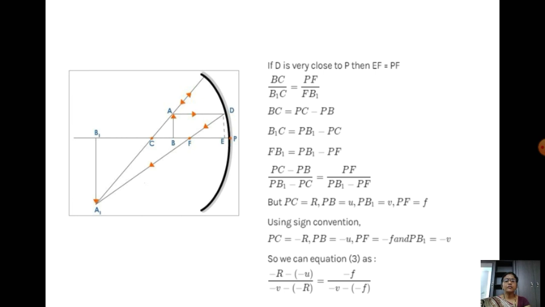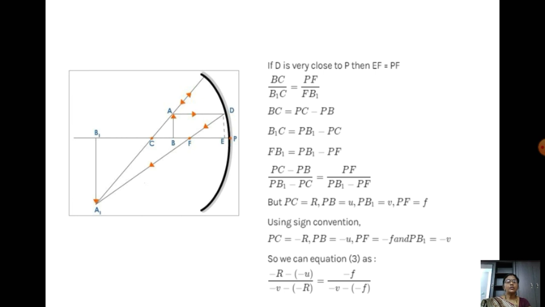Now substitute PC as equal to the radius of curvature R, because C is the center of curvature. From the pole P to C it is taken to be capital R. PB is equal to U, the object distance from the pole of the mirror. PB1 is the image distance, that is V. And PF is the focal length from the pole of the mirror.